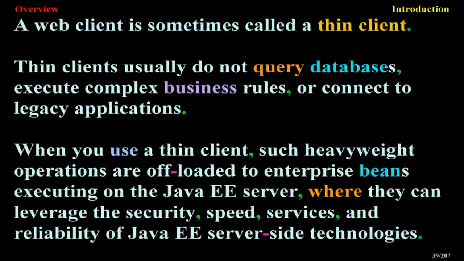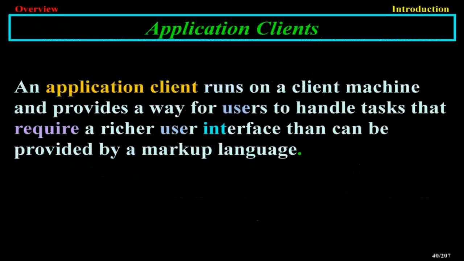Thin clients usually do not query databases, execute complex business rules, or connect to legacy applications. When you use a thin client, such heavyweight operations are offloaded to enterprise beans executing on the Java EE server, where they can leverage the security, speed, services, and reliability of Java EE server-side technologies. Application clients. An application client runs on a client machine and provides a way for users to handle tasks that require a richer user interface than can be provided by a markup language.